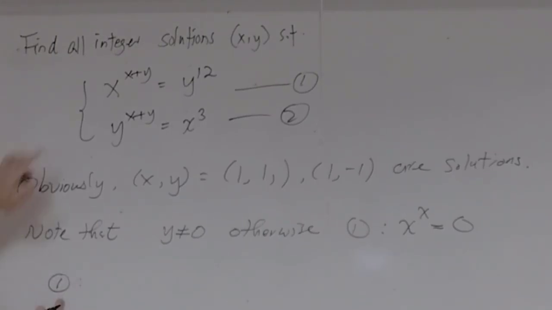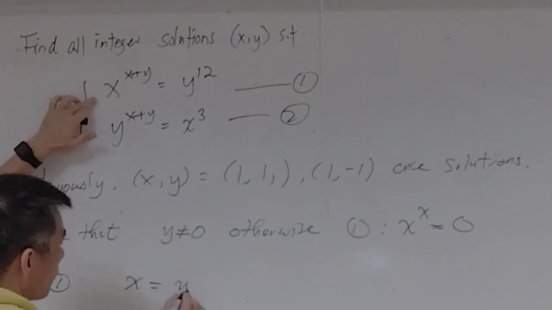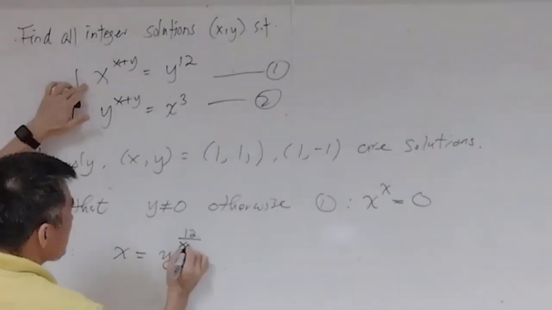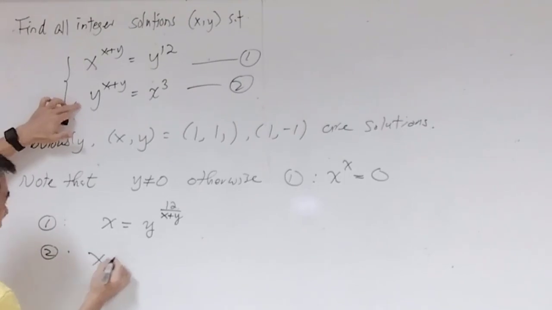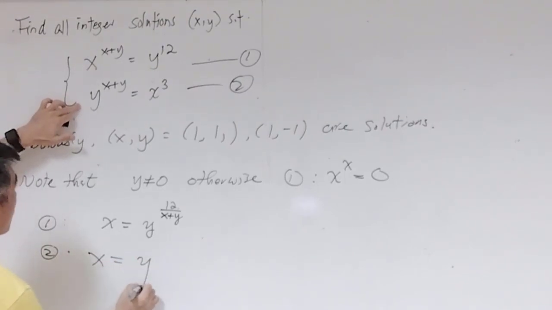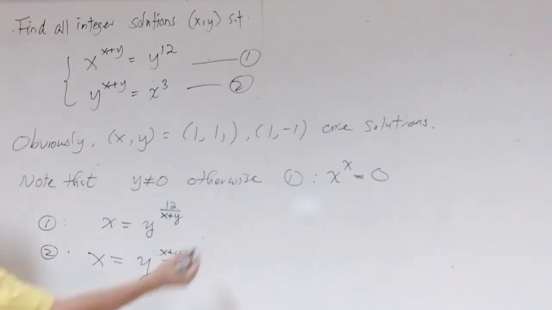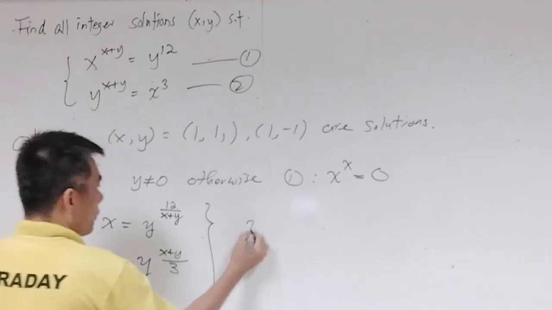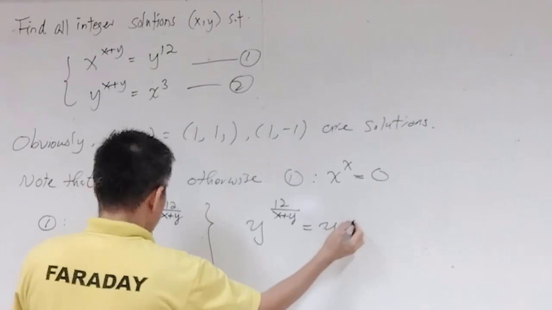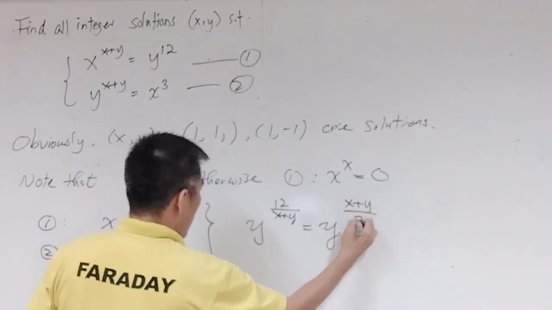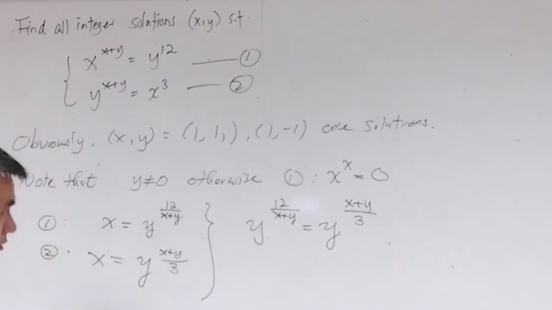So from equation 1, we know that x equals y to the power of 12 over x plus y. And from equation 2, we will know that x equals y to the power of x plus y over 3. Based on this, y to the power of 12 over x plus y equals y to the power of x plus y over 3. In this case, we exclude y equals plus or minus 1.